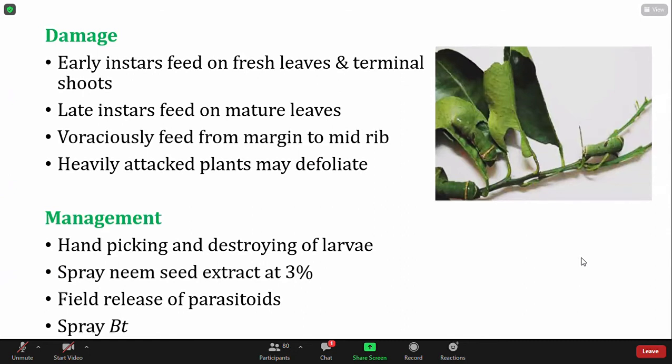How can we manage this pest? Hand picking and destroying of larvae, spray neem extract at 3%, field release of parasitoids. You studied about parasitoids, right? In entomology and earlier pest. Did you study? Yes, miss. May I know what type of parasitoids are there? Egg parasitoid, larval parasitoid.